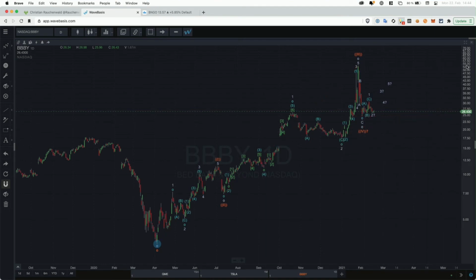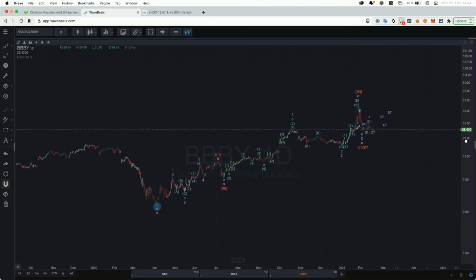Now I will need to scale the chart further so we actually see the prediction for wave number 5. And you can see that the price target for wave number 5 here would be somewhere in the range of $80 to $90 per share. And that's the reason why we invested in this stock.